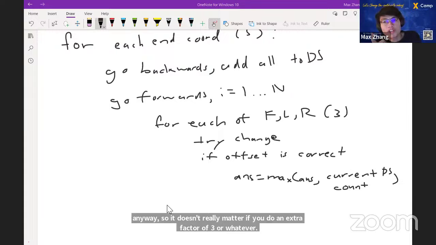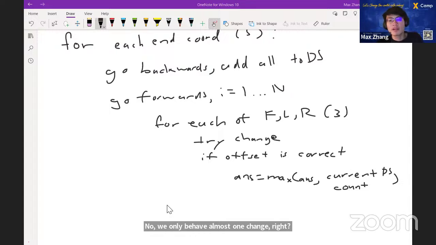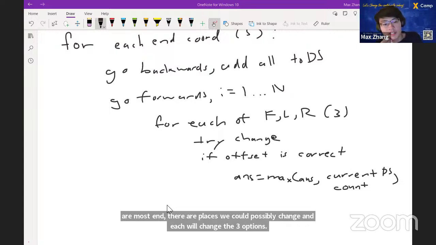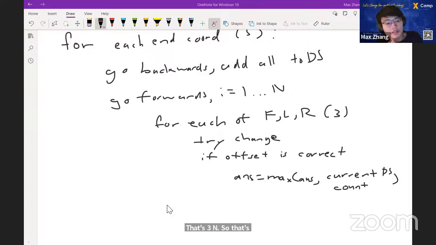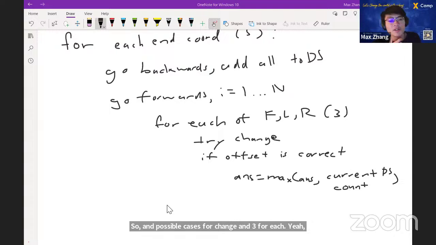No, we only make at most one change, right? So there are n places we can possibly change, and each one can change to 3 options. That's 3n, so that's fine. There are at most n possible locations for a change and 3 for each, so it's 3n, which is still O of n.